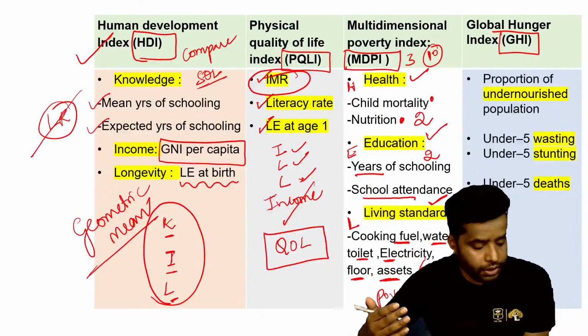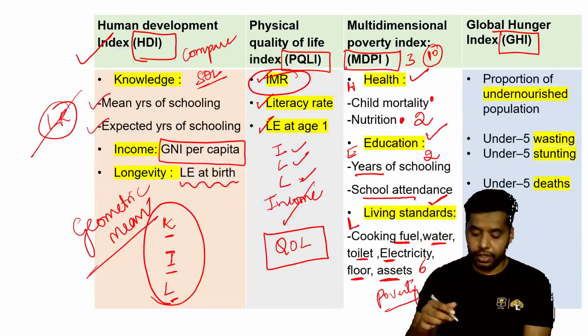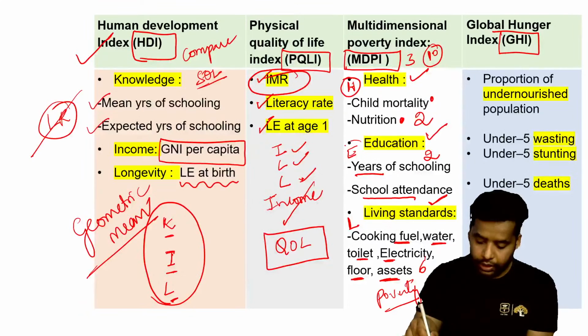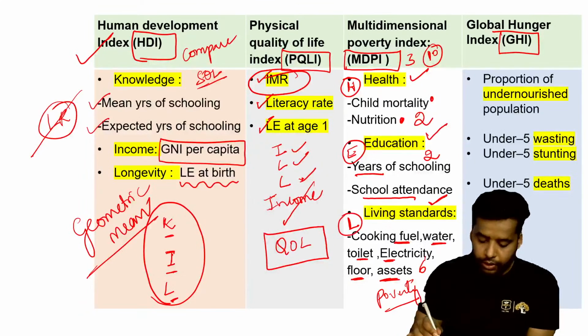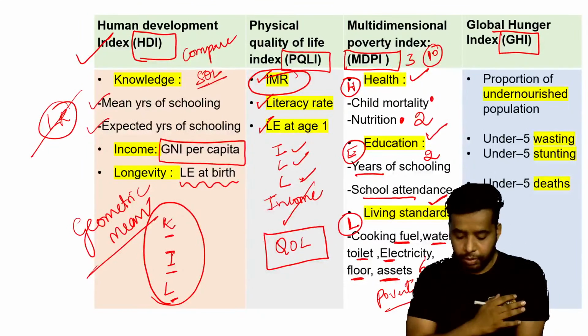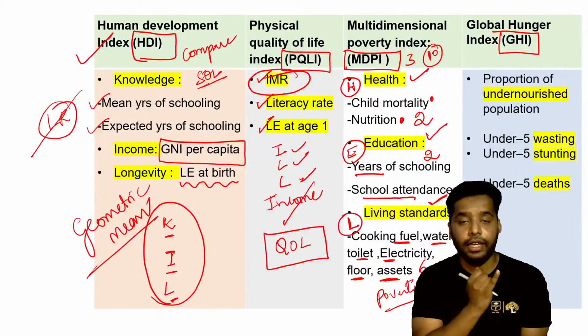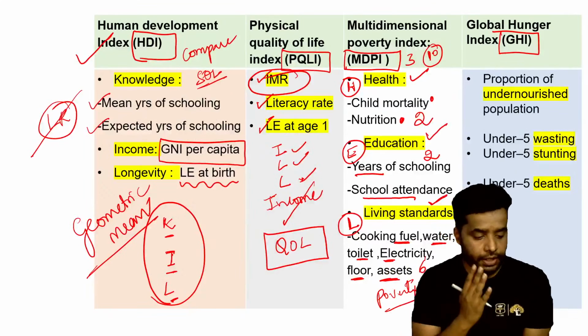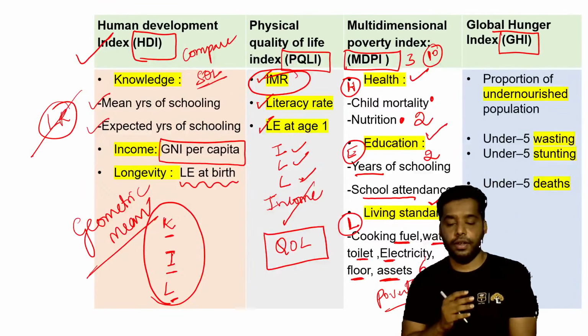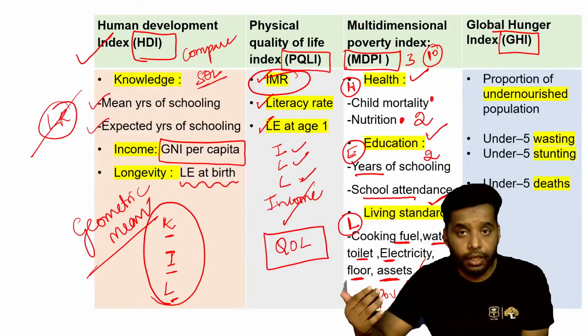How many dimensions are you checking? You are checking 3 dimensions. What is the mnemonic? Health, education, and living standards. Repeat the three letters in sequence for me: Kill, ill, hell. Kill is for HDI, ill is for PQLI, and hell is for poverty.